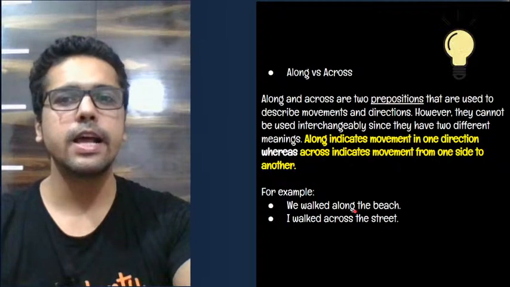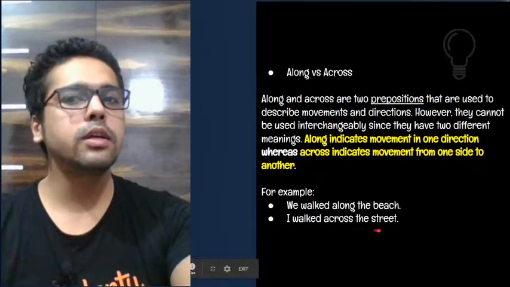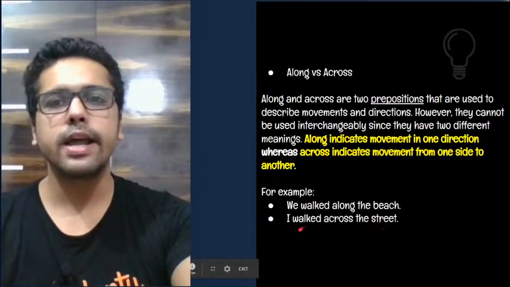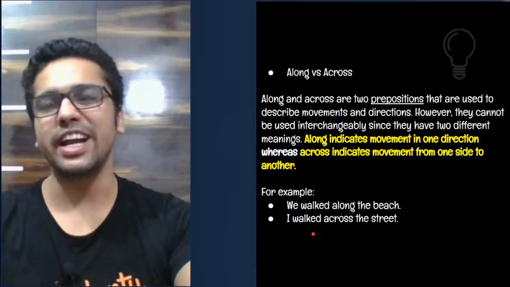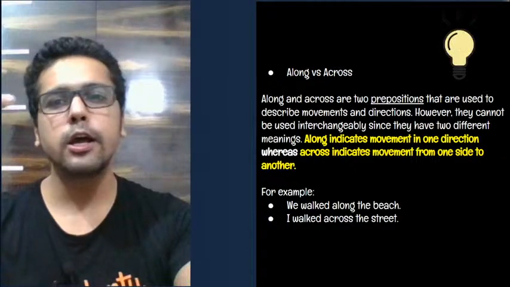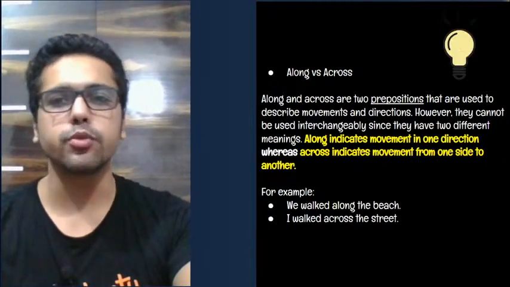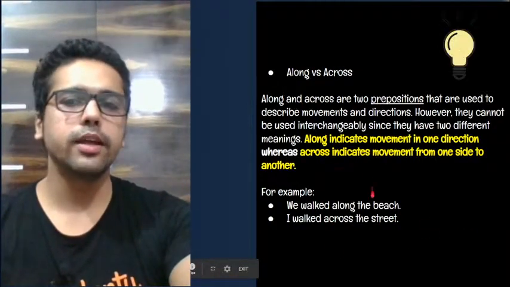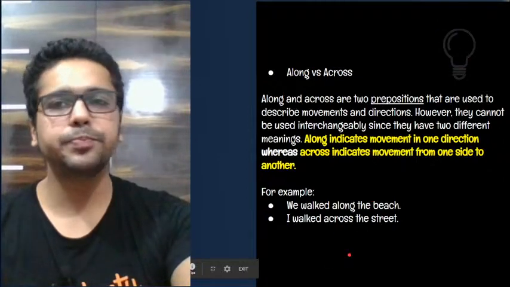Just in one direction. But if I say I walked along the street, that doesn't make sense. I'll have to say I walked across the street. It's like if you want to give it a meaning that you crossed the street, you crossed the road. So I walked across the street. So that is from one point to the other point, from one side to the other side.